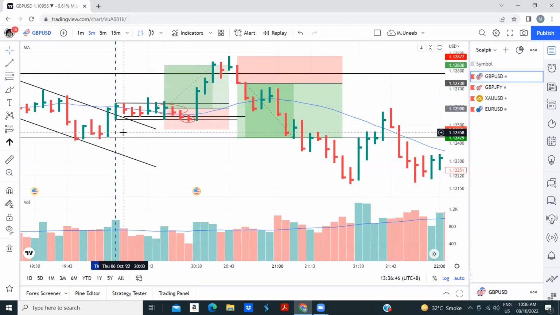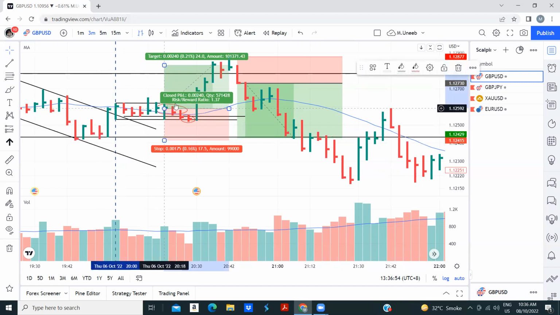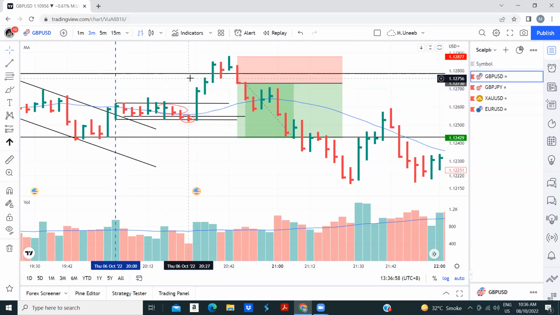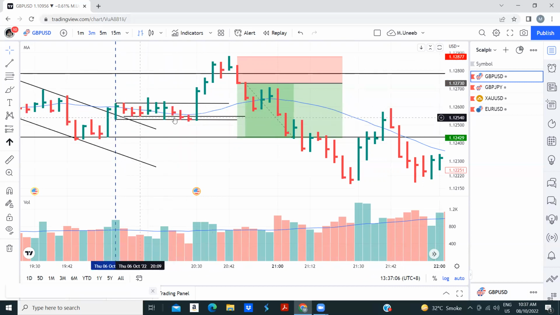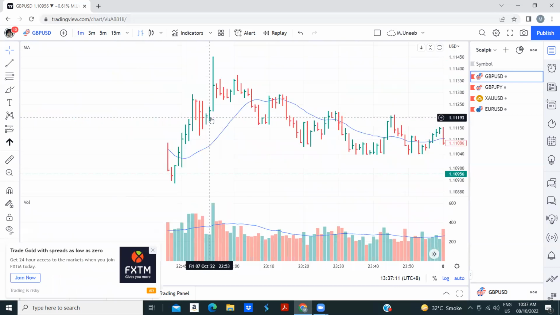Okay. Because if I place right over here, the SL would be too huge. Last one, right, SL will be too huge. So I will not get 1.37. So this is a technique you can use, or you can wait for the retest of this one. Okay. And I also told you, you can also go to the 1 minute time frame. If the channel is very narrow, you can go to the 1 minute time frame and just see.